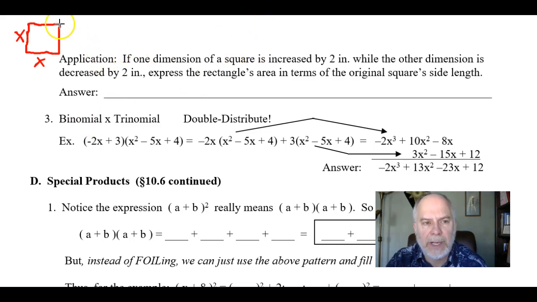increase one dimension by 2. So I'll extend this out by 2 units. So put a 2 there. But I'm going to shrink the other direction by 2 units. So I've got to bring that down. So if I bring this down 2 units, so instead of x, we'd have basically x minus 2. Okay, so this is the 2 that we brought it down.